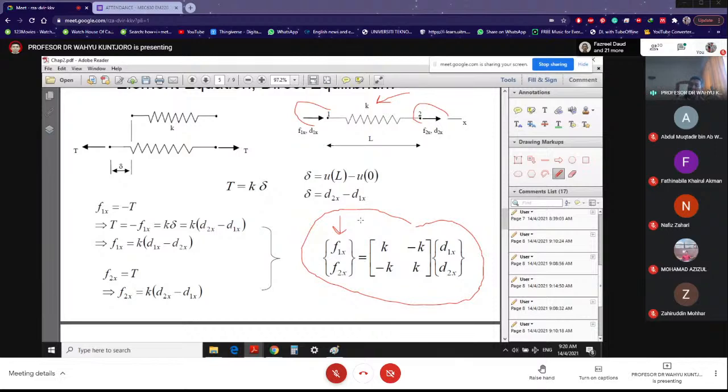Okay, why can you find it? Of course, you can find this because now you have obtained D1x and D2x. So number one, you find your nodal displacement. And then after that, you can find your reactions. And then after that, you can find the internal force, what the spring feels. So I hope I answered that question. Any other question?